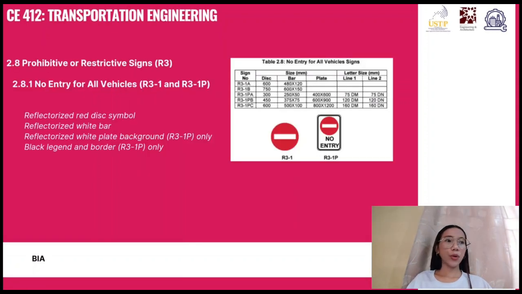So next is 2.8, diri ang prohibitive or restrictive signs. Na siya ay 5 ka subtopics. So ang first nga subtopic which is 2.8.1 kay ang no entry for all vehicles, or R2-3-1 and R2-3-1P. So na siya reflectorized red disc symbol, reflectorized white bar, reflectorized white plate background, for R3-1P only, black legend and border for R3-1P only.